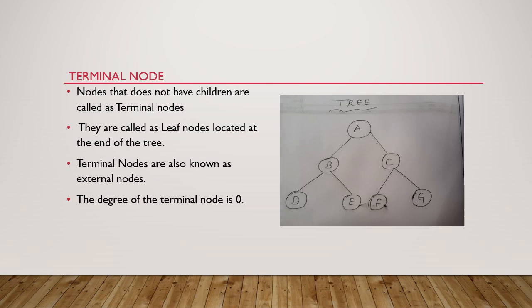So the degree of all the terminal nodes will always be 0, because we know that degree means how many children that particular node has. Here the degree of the terminal nodes is 0 because terminal nodes don't have any children. Correct? Okay. So next is non-terminal.